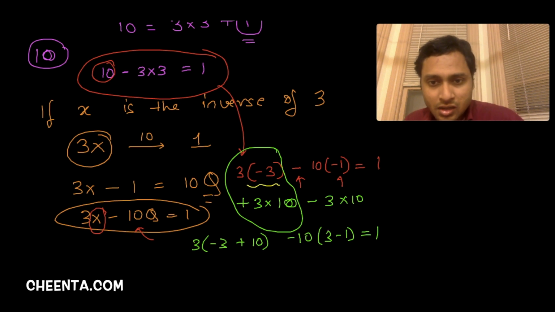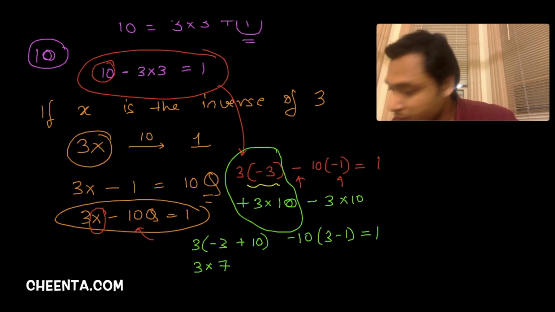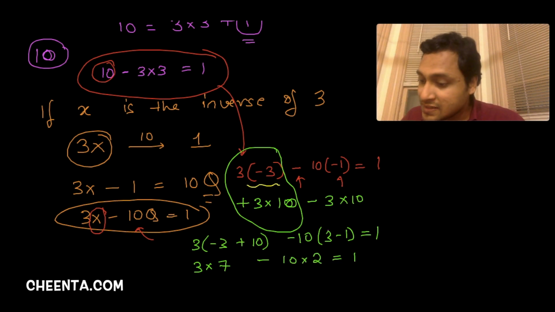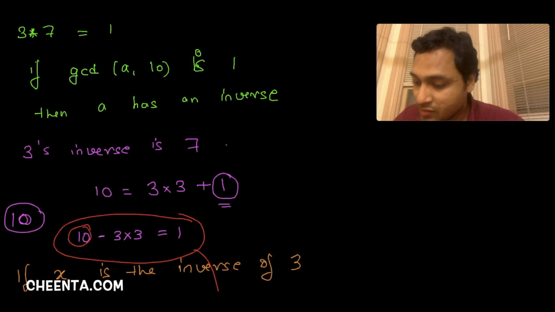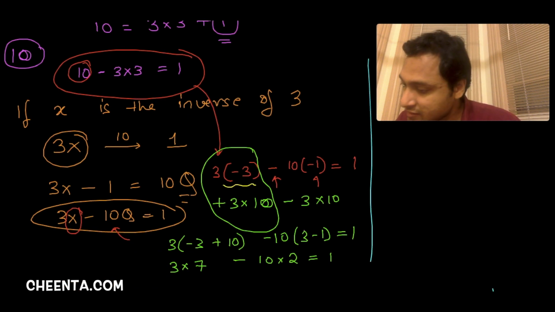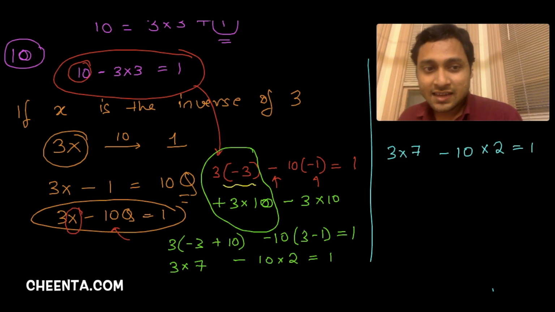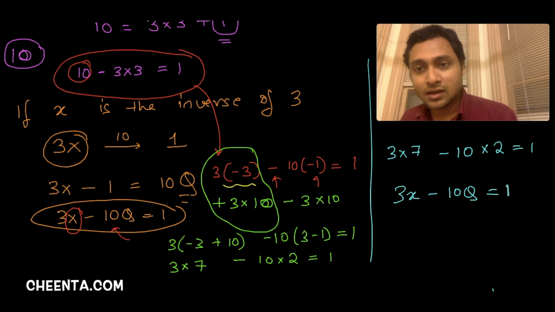Right? So what is this? This is 3 times 7 minus 10 times 2 is equal to 1. So this is the desired equation. You see why? Because 3 times 7 minus 10 times 2 is equal to 1 is precisely the equation that we wanted it to look like: 3x minus 10q is equal to 1.